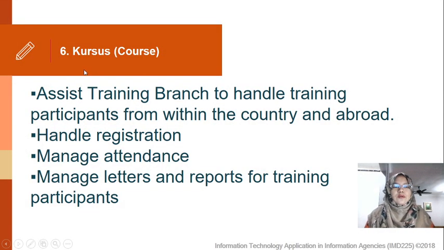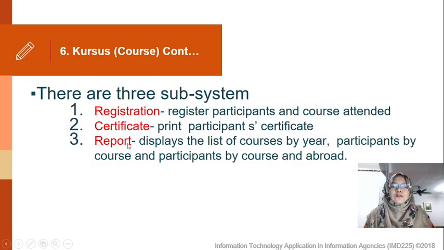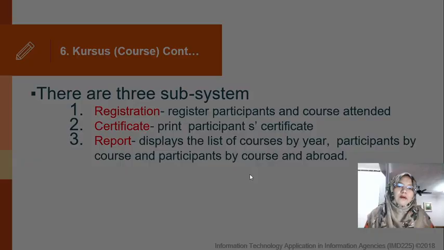And next is courses or course. This assists the training branch to handle training participants from within the country and abroad, including handling registration, managing attendance and managing letters and reports for training participation. So it also has three subsystems: registration, certificate and also report. Registration is to register the participant and course attended. The certificate is to print participants' certificates, and report displays the list of courses by year, participants by course and participants by course and abroad.